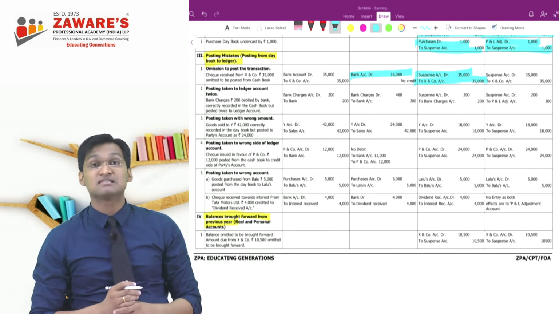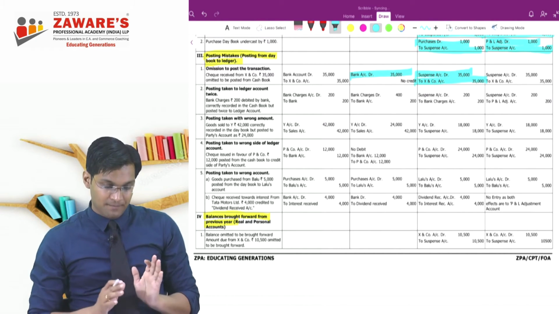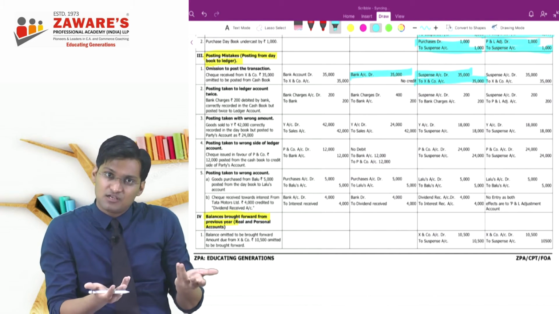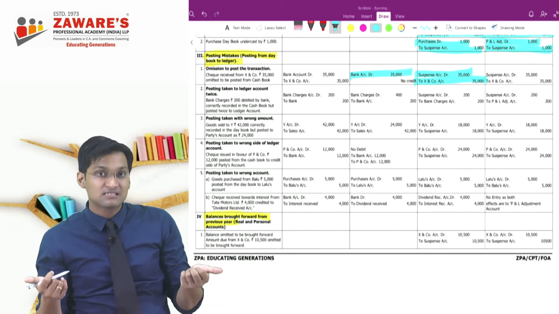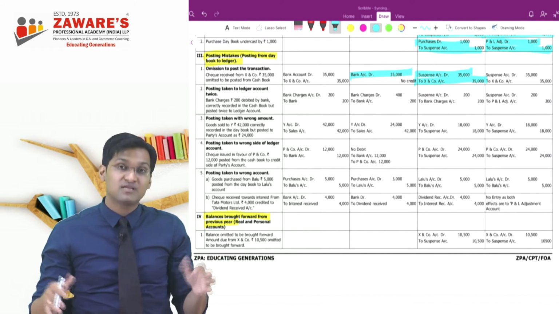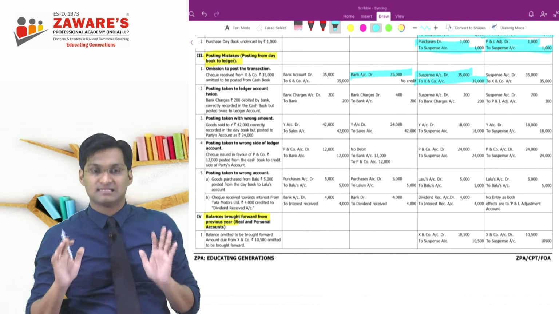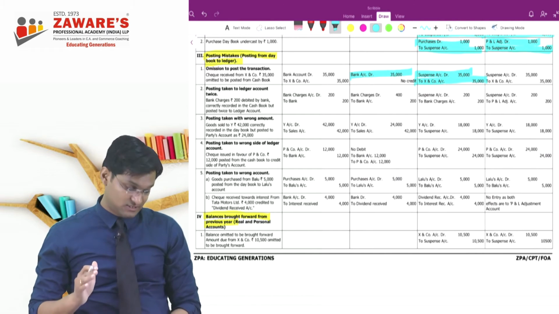So your entry will be suspense account debit to X and company account credit. If the entry is rectified in the subsequent year also it will remain the same, because suspense account has no characteristics. It's not a personal, real or nominal account, and X and company being a personal account, it will remain as it is. Posting taken to ledger account twice.